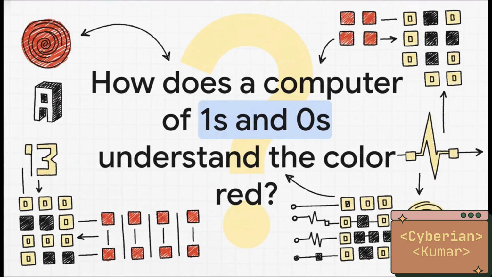Seriously, think about it. How does a machine that's just a bunch of ones and zeros, ons and offs, have any concept of something as vibrant and human as the color red, or the letter A, or even a simple number like 13? It feels like there's a huge translation gap, right?